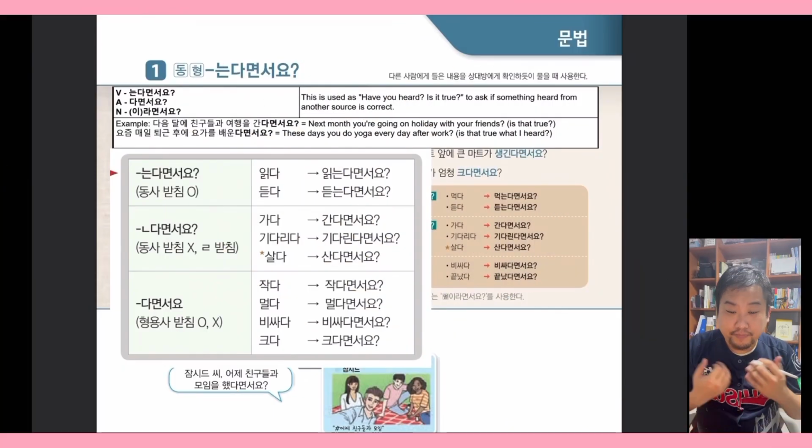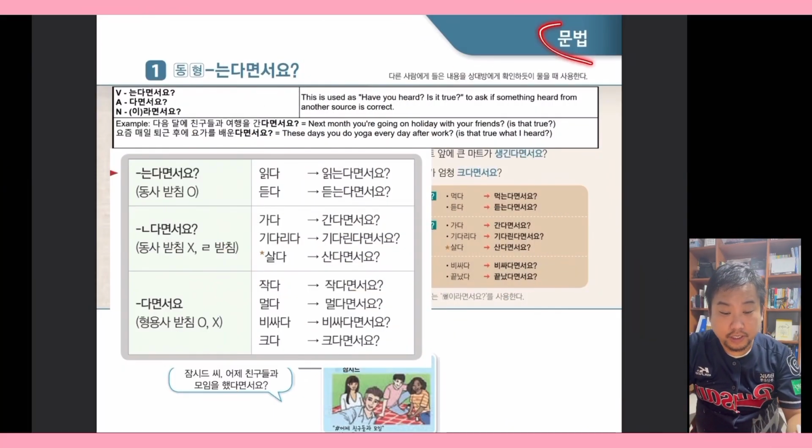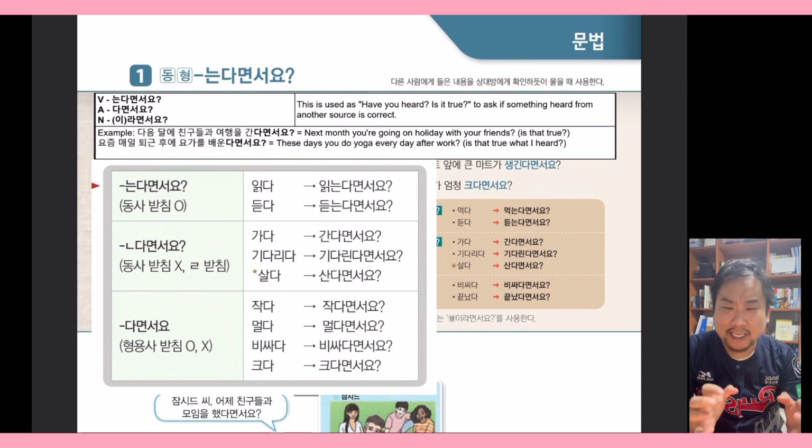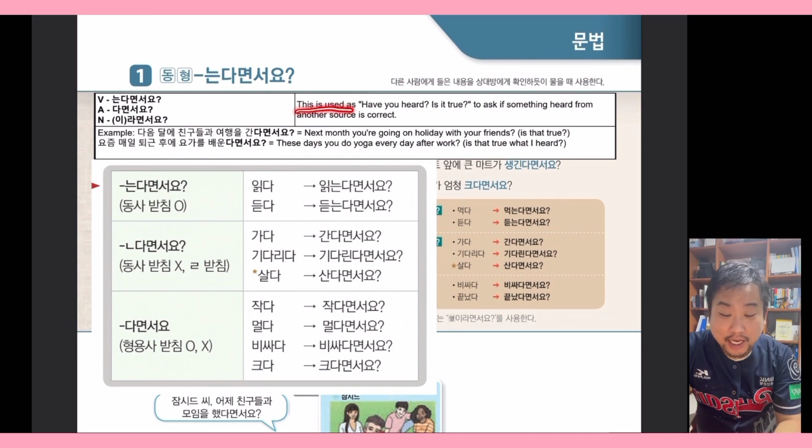So let's jump up the usage. First usage is 는다면서요. 는다면서요. So 다른 사람에게 들은 내용을 listening by other person, 상대방, the opponent, the talker에 확인하듯이 as if checking을 물을 때 사용한다. So our Jennifer translate is this is used as have you heard, is it true? Yeah. Good guessing, Jennifer.